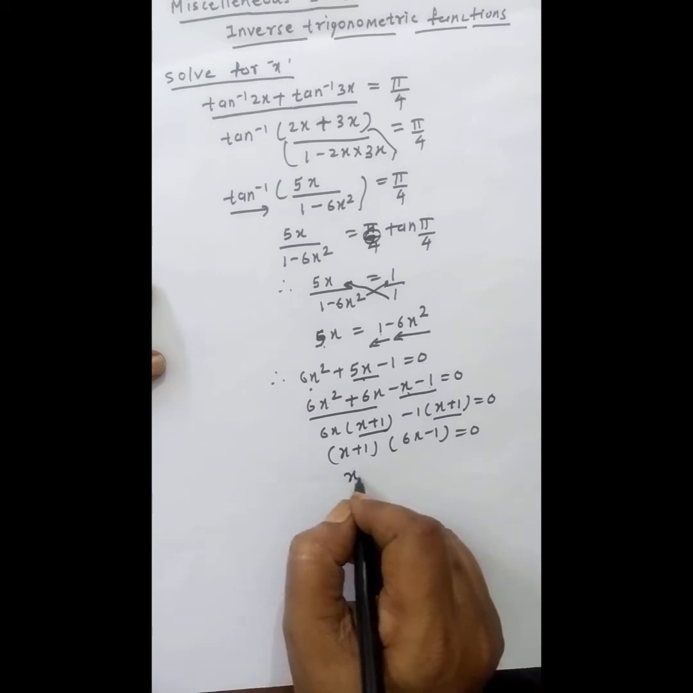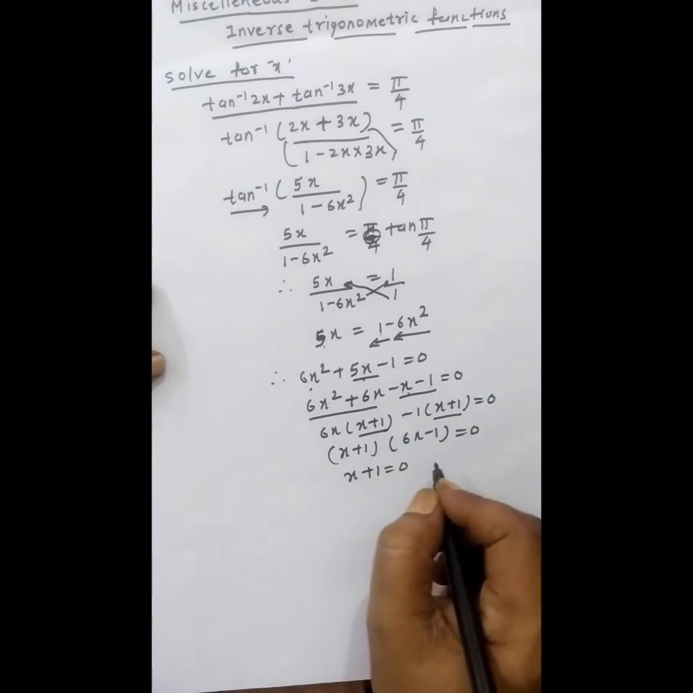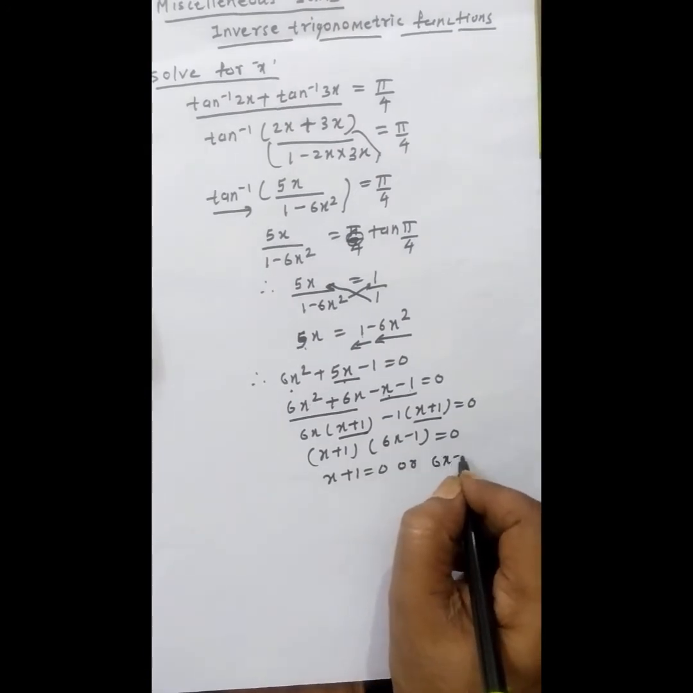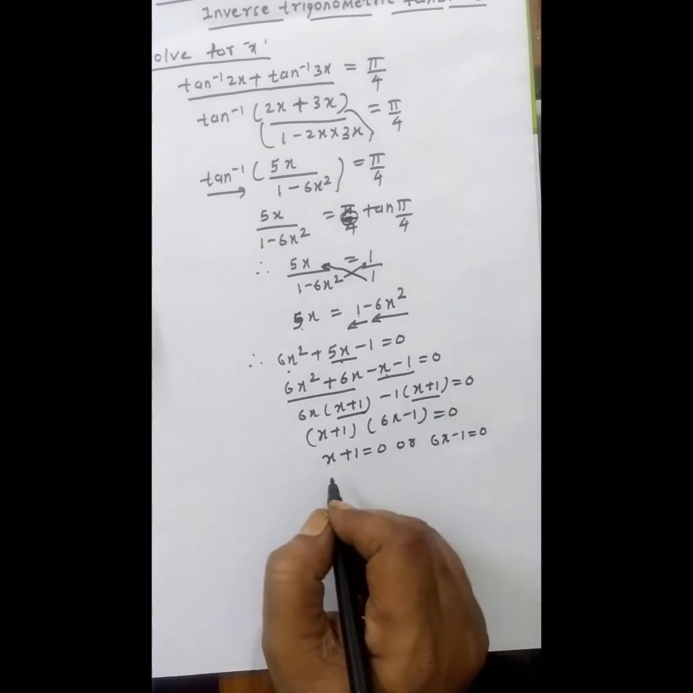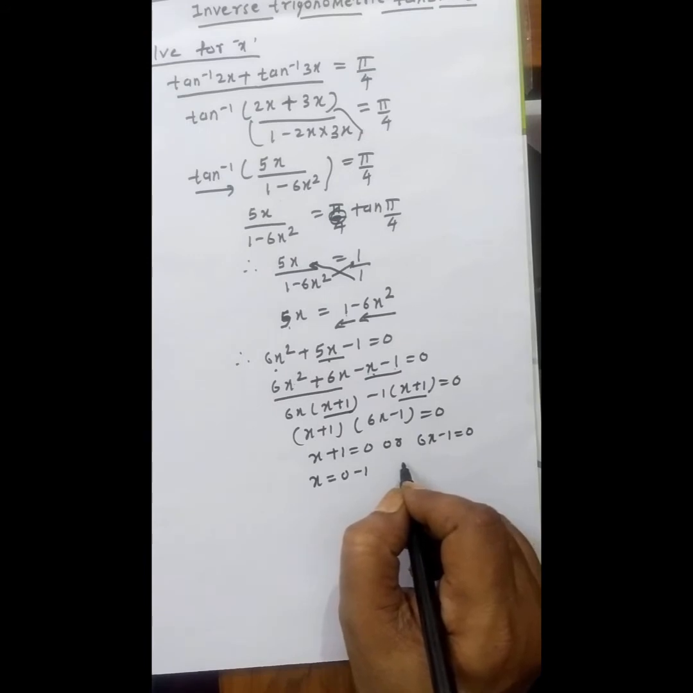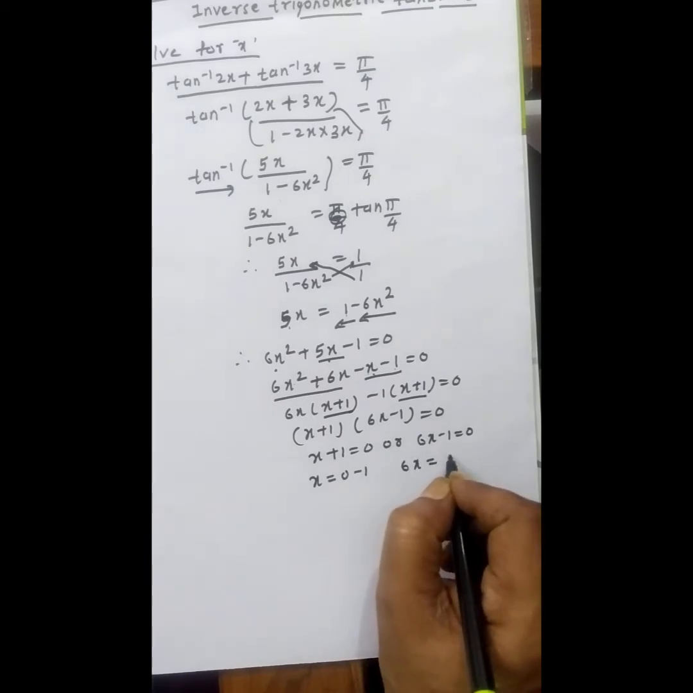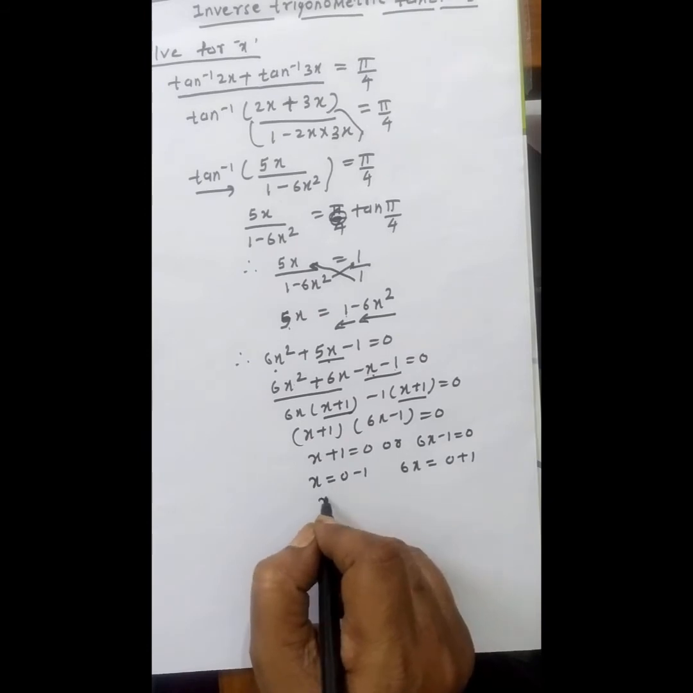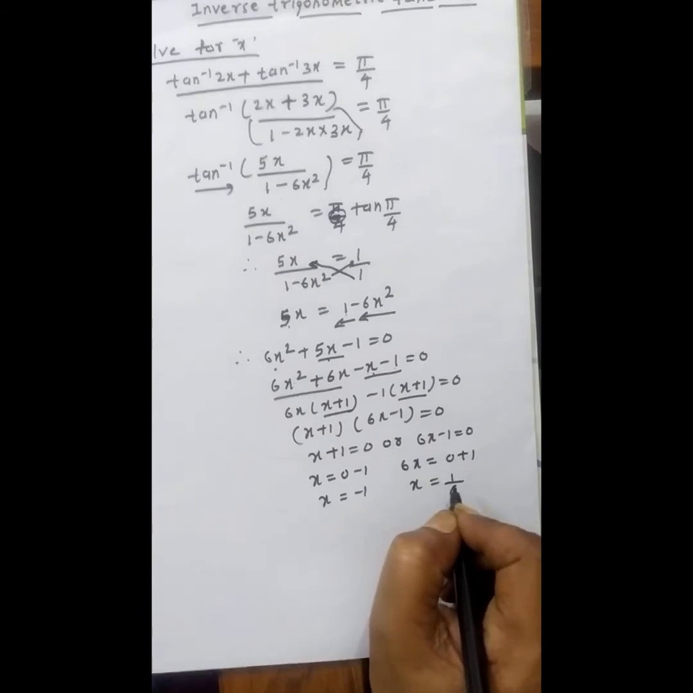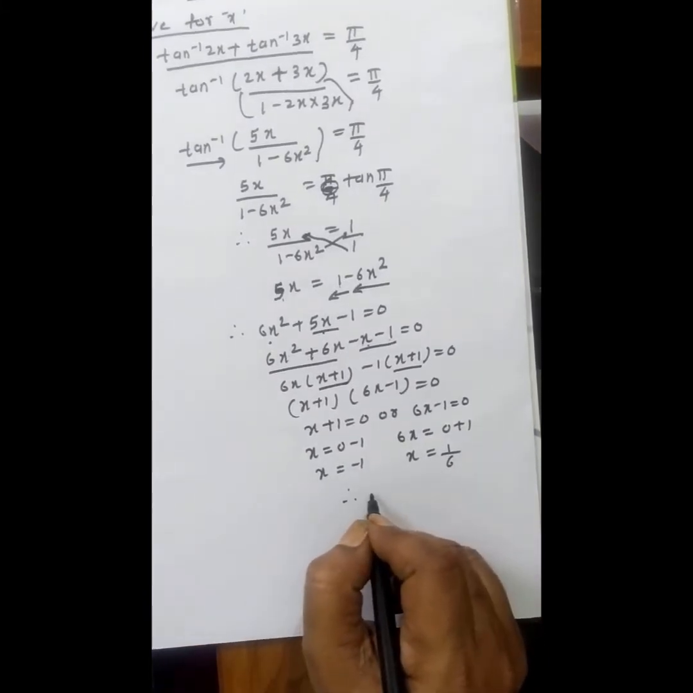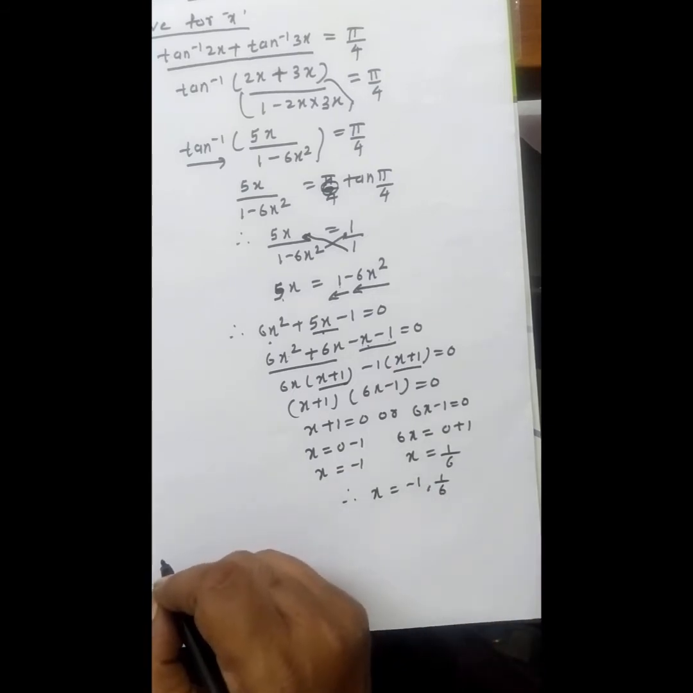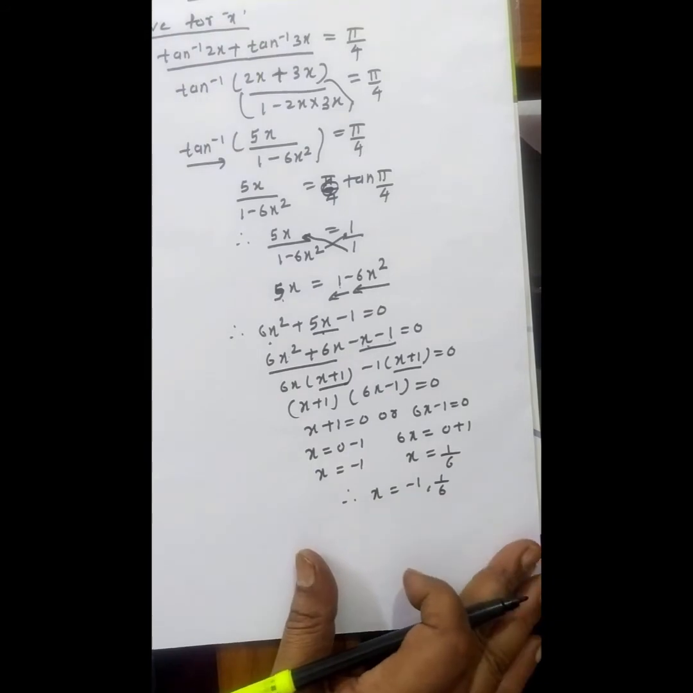So we can rewrite this as x plus 1 equals 0, or 6x minus 1 equals 0. So x plus 1 equals 0 means x is equal to 0 minus 1, and 6x is equal to 0 plus 1. So x equals minus 1 or x equals 1 by 6. Therefore we can write x equals minus 1 or 1 by 6, or we can write x equals 1 by 6.